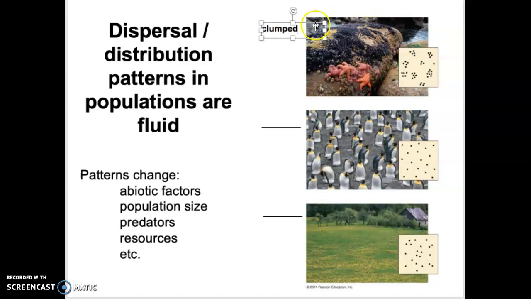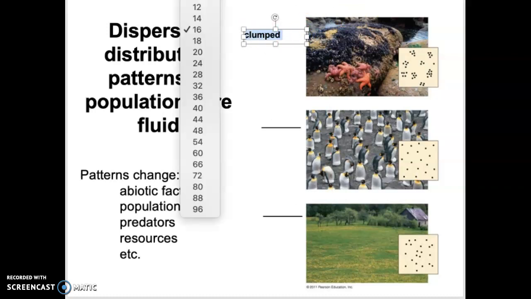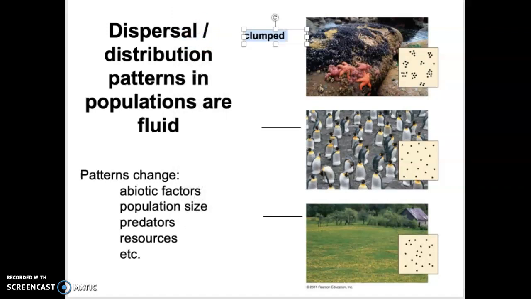The first pattern is called clumped. Oh, I'm going to make this a little bit bigger. So clumped distribution or clumped dispersal. Individuals tend to be grouped around resources. Ooh, there's a lot of food here. Let's concentrate around it. Think about those of you who are fishing. You find your sweet spot and you fish in that same spot and you catch fish a lot of times. The saying is 90% of the fish are in 10% of the lake because they're clumped around the resources right there.